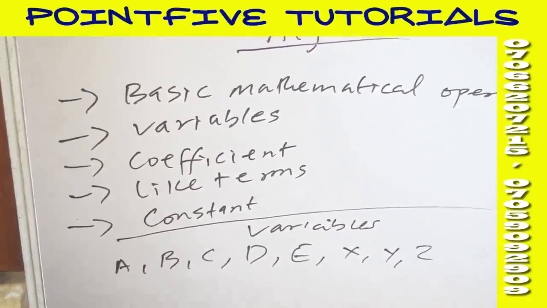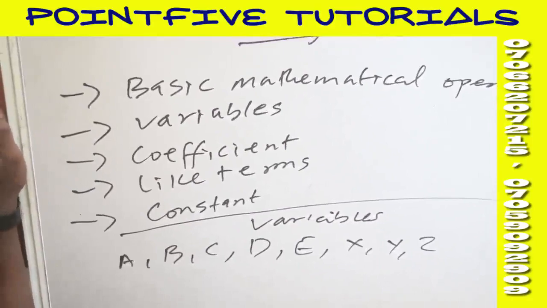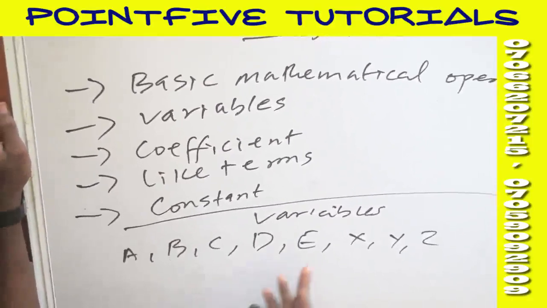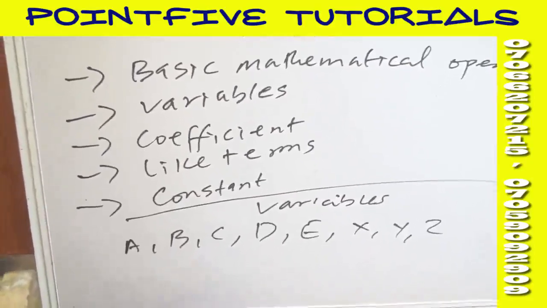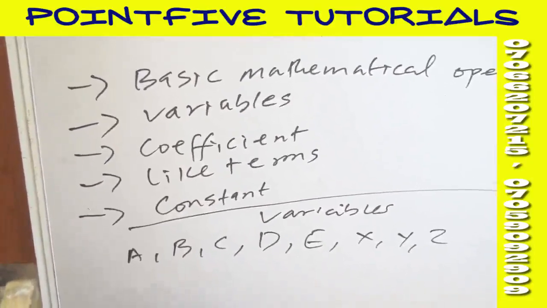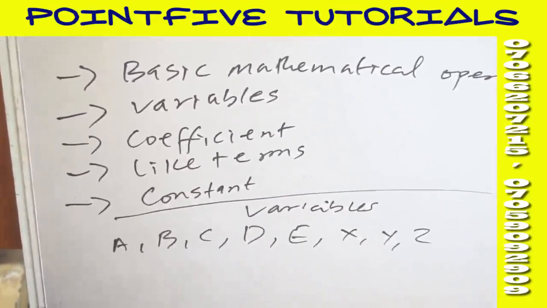In English language, variable means something that can change, something that varies. But in mathematics, we call alphabets variables. So anything alphabet, either A, B, X, Y, or Z, is nothing but variables.